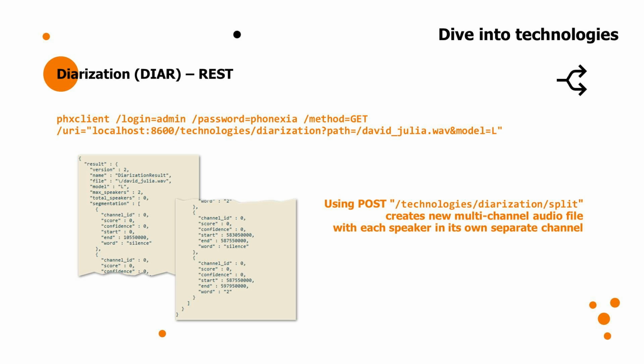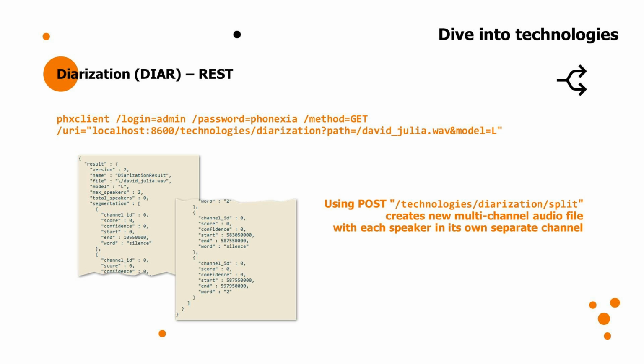Apart from the standard optional parameters, diarization accepts also max speakers parameter, saying that the file is expected to contain up to the specified number of speakers, and total speakers parameter, saying that the file is expected to contain precisely the specified number of speakers. By default, a max speakers value of 2 is used.